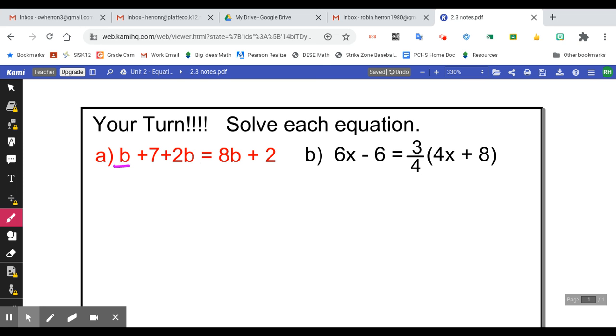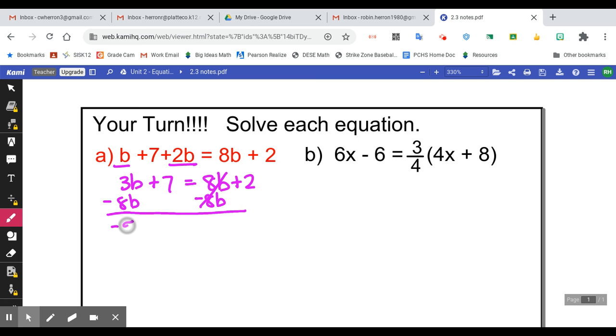So we have b and 2b is 3b plus 7 equals 8b plus 2. I'm going to move my b's. So I have negative 5b plus 7 equals 2. Get rid of your constant. Negative 5b equals negative 5. And divide by the coefficient. So b equals 1.